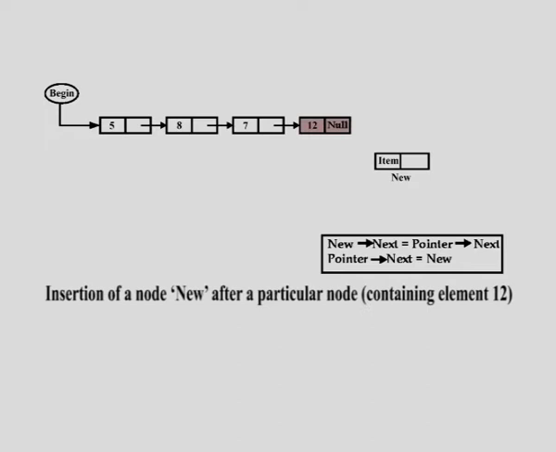The first step is to traverse the linked list to find the address of node that contains element 12. Here we have found the address of node 12 as pointer. Now, next part of node new is set to address of next part of node pointer. As shown in this figure, the new's next will have null, as it will be the last node after insertion. The next part of node pointer will have address of node new.